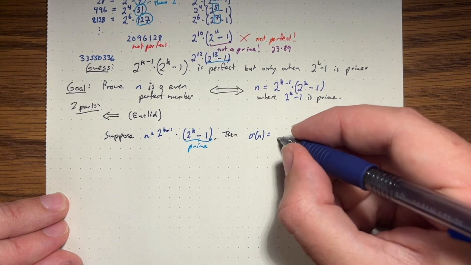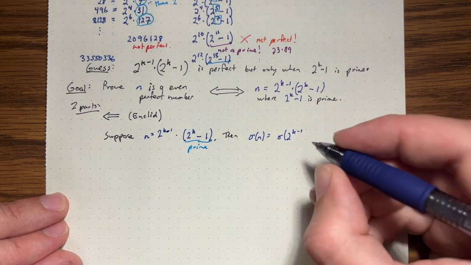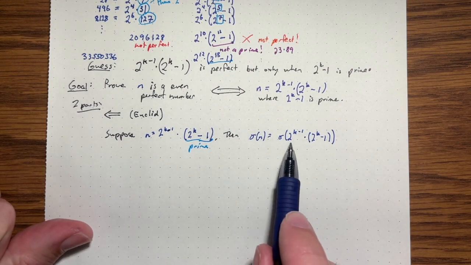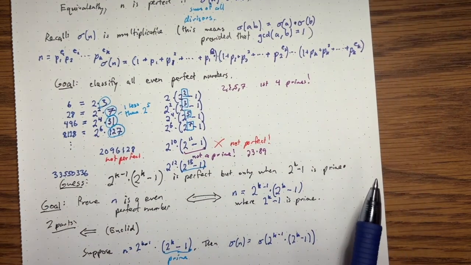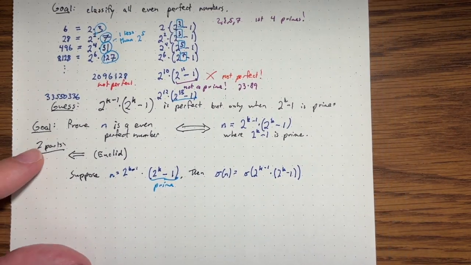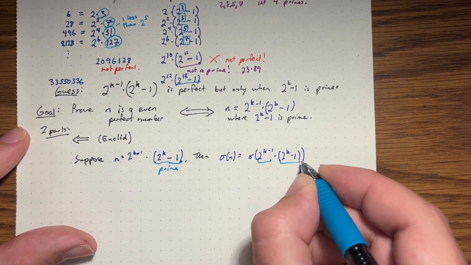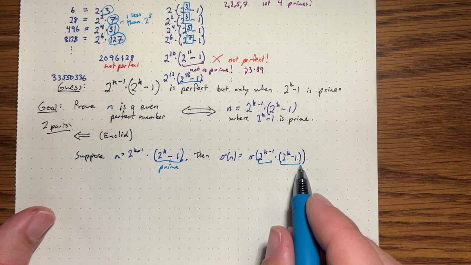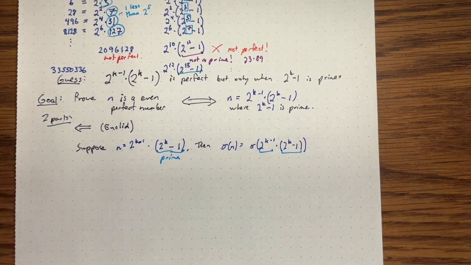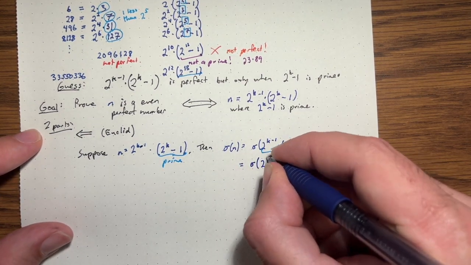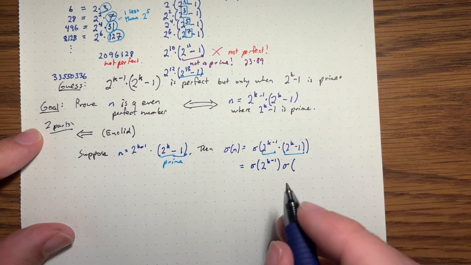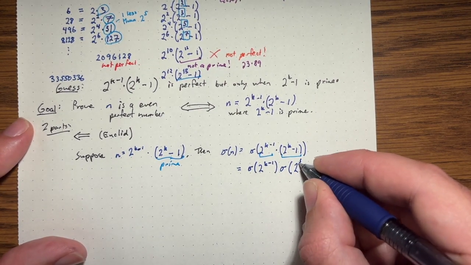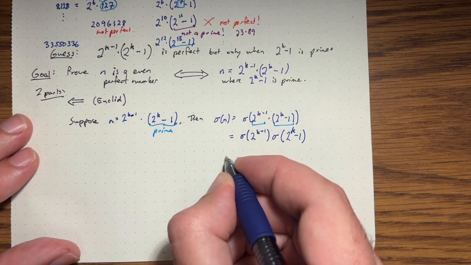So sigma of n is, well, it's sigma of a product, right? 2^(k-1) times (2^k - 1). And this product suggests that I want to use this multiplicative property, right? Whenever I have a product here. One thing I have to check, though, is that they're actually relatively prime. They're coprime. I have a power of 2 here. That's only going to have 2's in its prime factorization. And I have something here that will not have any 2's in its prime factorization because it's 1 less than a multiple of 2. So these are indeed coprime. So I'm allowed to do this. I'm going to use the fact that sigma is multiplicative here. So the sum of all the divisors of this is the sum of the divisors of just the power of 2 times the sum of divisors of this part. And we'll see if we can go further.